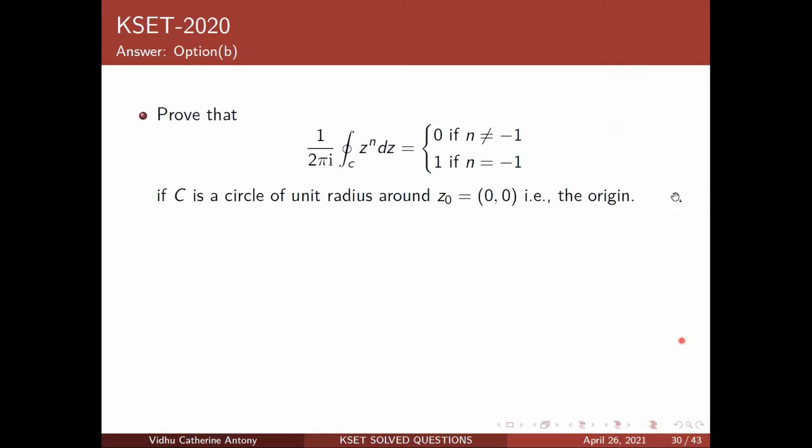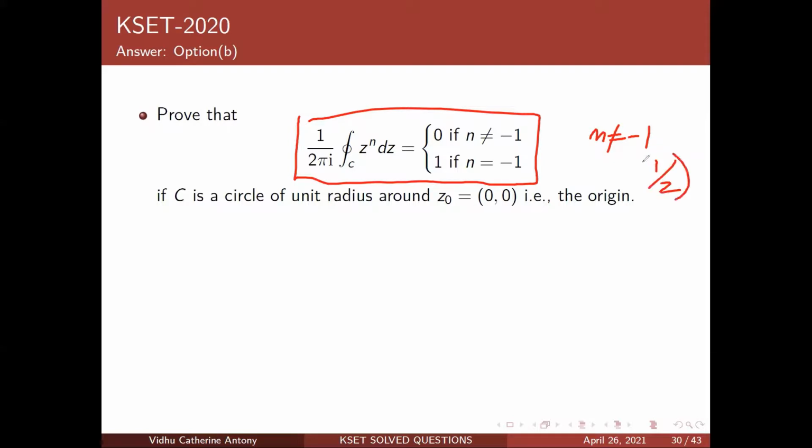So let's look at this. This is basically the trick that I want you to remember. This is something you have to commit to memory: 1 divided by 2 pi i, integral over C of z to the power n dz. If n is not equal to minus 1, that means it is not of 1 by z form, then it is 0. If n is equal to minus 1, then it is going to be 1. Otherwise, it's going to be 0. So that's what you're supposed to remember.